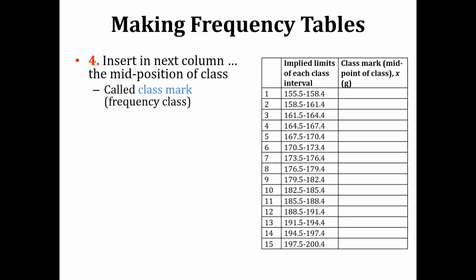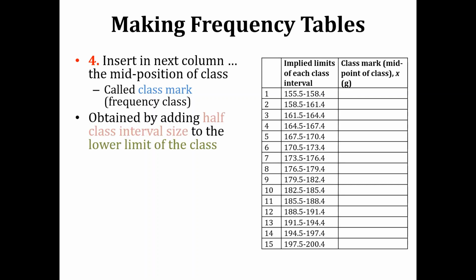Now we have to insert the next column into our frequency table, and this column is going to represent the mid position of the class. Remember, in the previous example, we were mentioning this column as the frequency class, which is represented by the letter X. So we are going to do the same here: we are going to identify the class mark, which is represented by the letter X. And we are going to obtain the mid position by adding half the class interval size to the lower limit of the class.